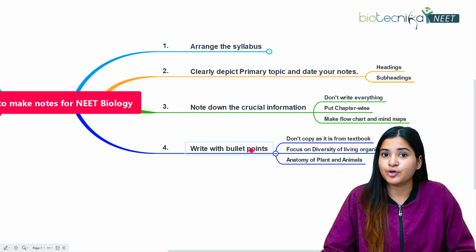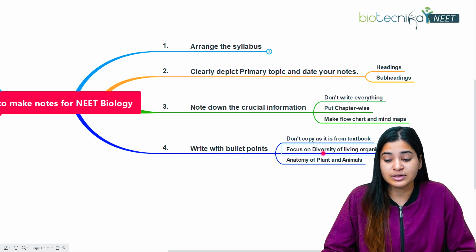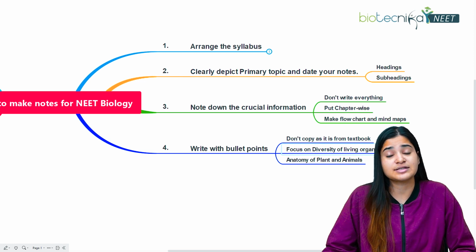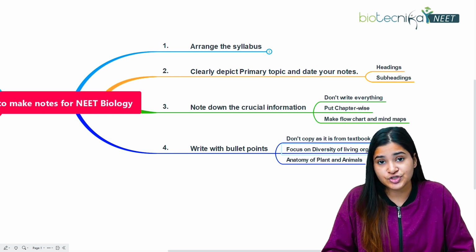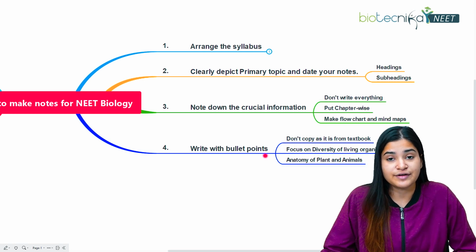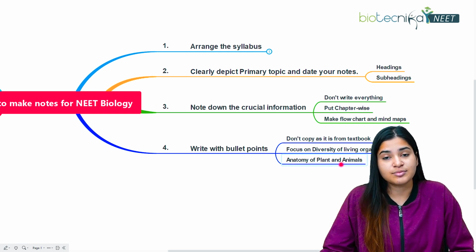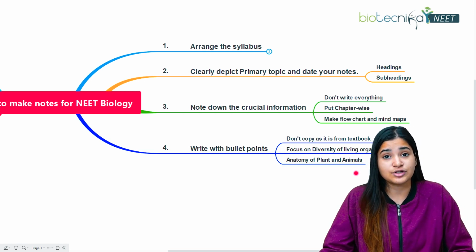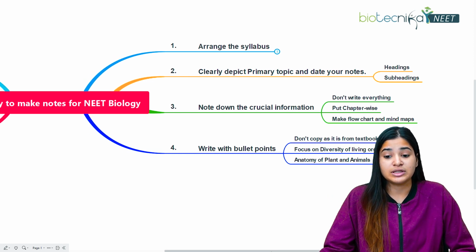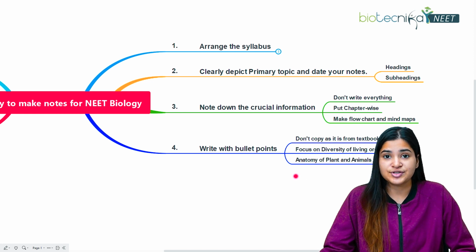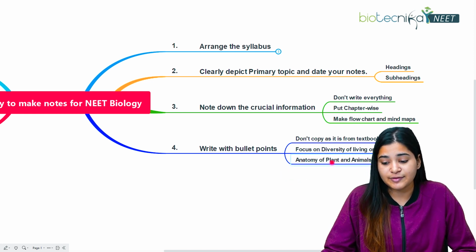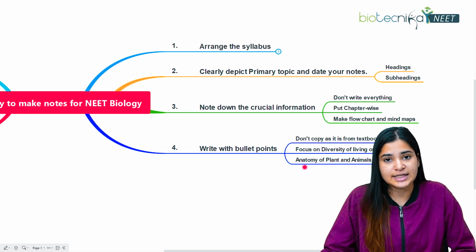Writing with bullet points is especially important if you are focusing on the diversity of living organisms. For diversity of living organisms, where there is a lot of classification for plants and animals, and examples are there, make sure you write with bullet points. And also for the anatomy of plants and animals, where there is a lot to memorize, you have to understand the anatomy diagrams, the crucial processes, the sections, the organs and their structure, and for plants, the flower structure. Everything in anatomy is important.